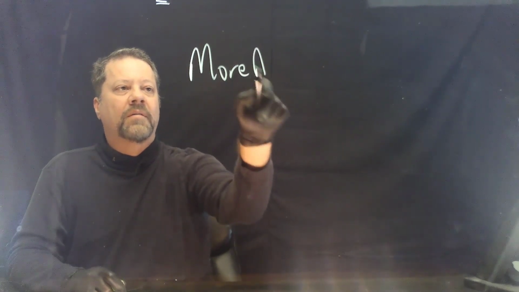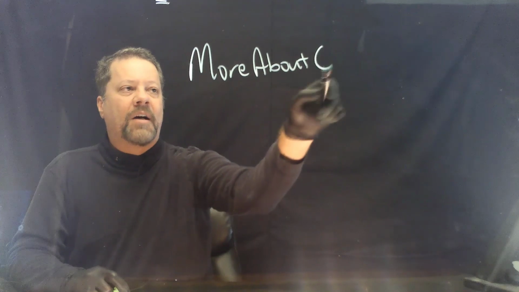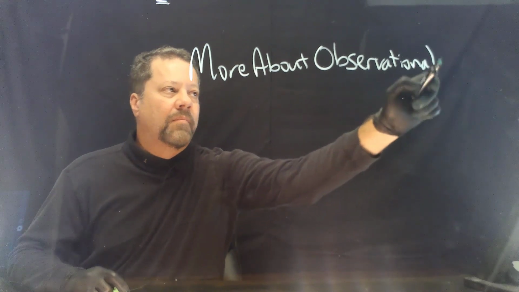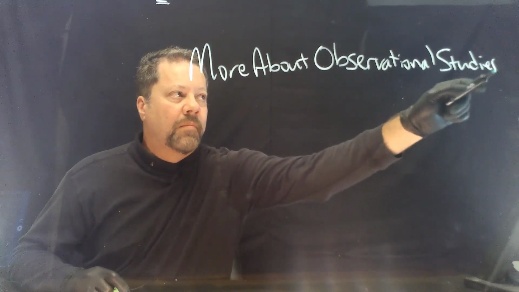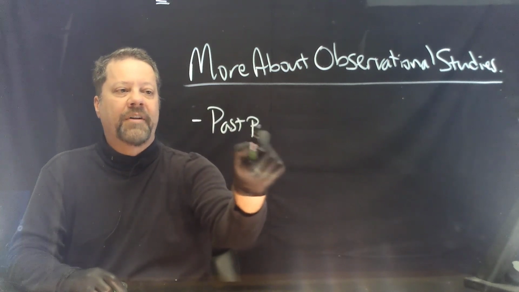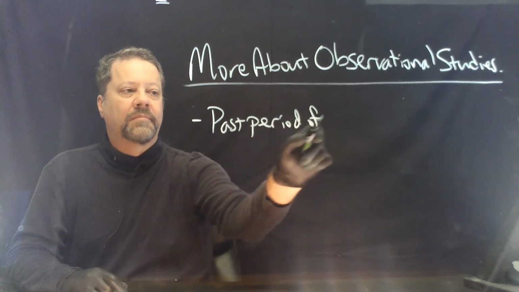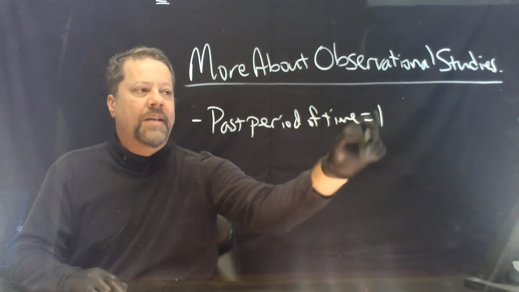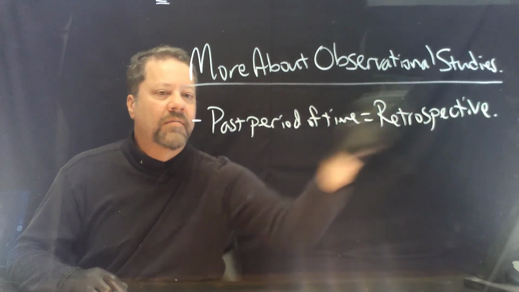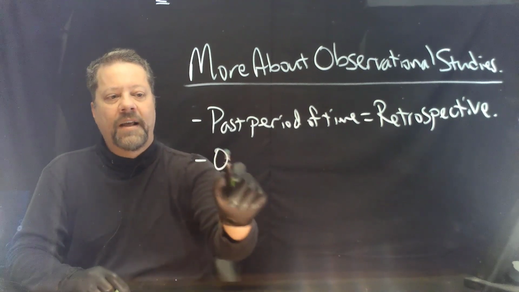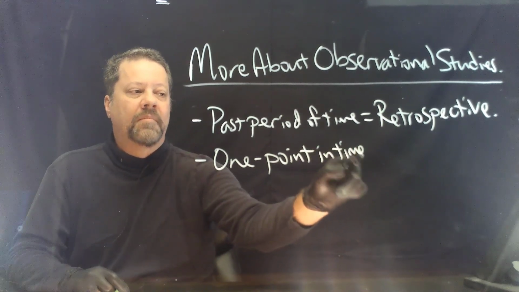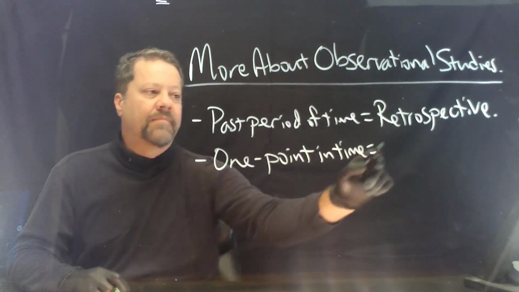There's more that we can say about observational studies. If it occurred in a past period of time, it is a retrospective study. If it occurred at one point in time, it's a cross-sectional study.